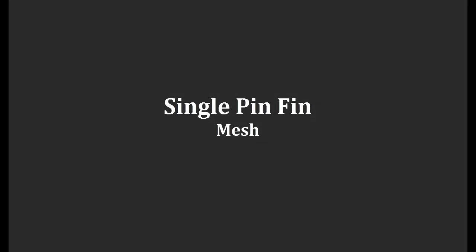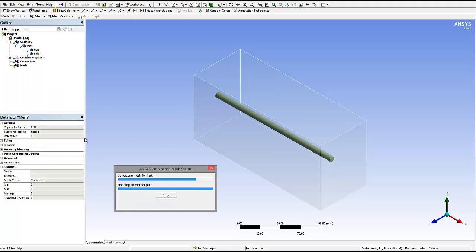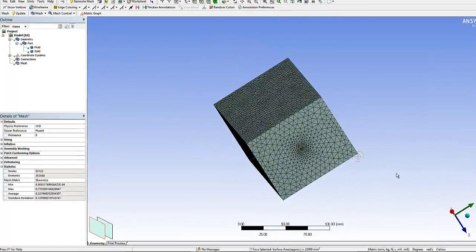Moving on to the meshing part, and due to the fin's simple geometry, which doesn't involve any complex shapes or edges, the mesh of this simple fin has a low element count and an acceptable mesh quality.